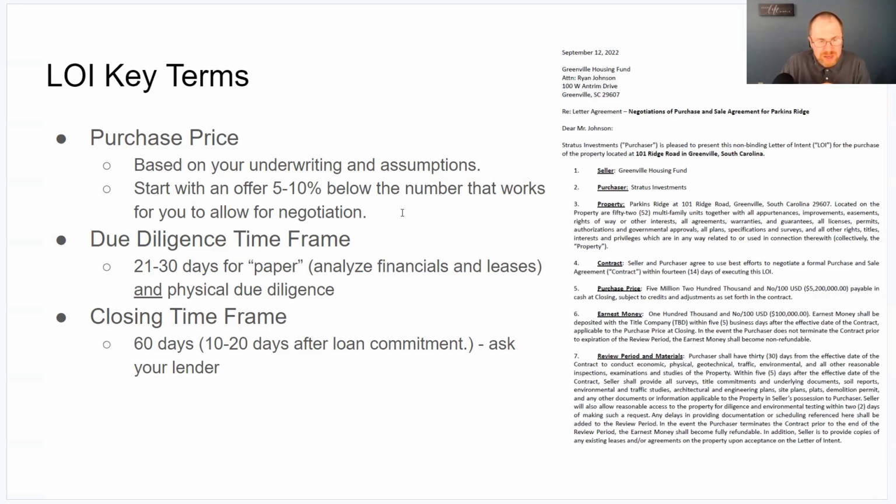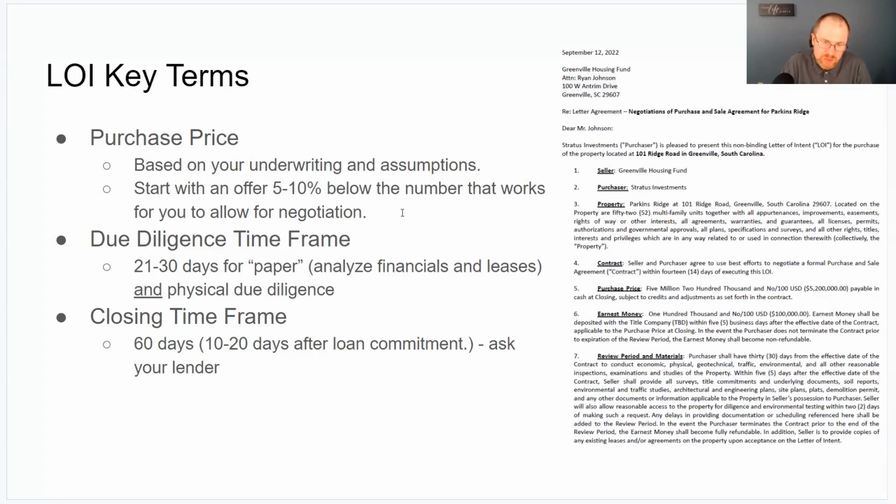So typically for sizable properties, let's say 40 plus units, you'd usually see 21 days. Those would be calendar days. If it's larger properties, which is very often, you would see 30 days. This is very classic, but that's your time frame for performing the due diligence.